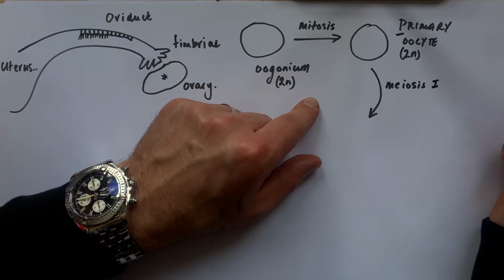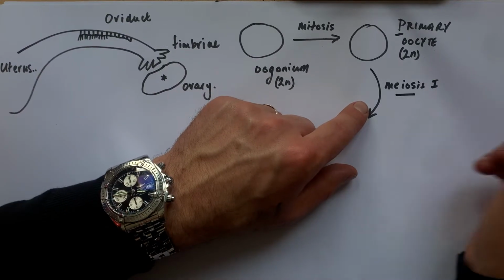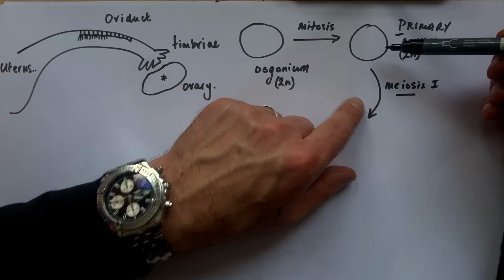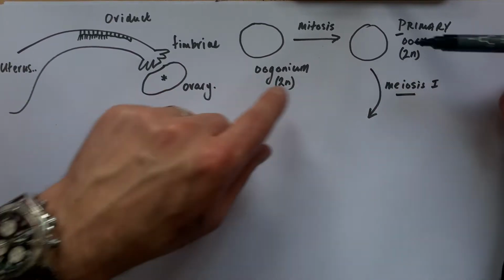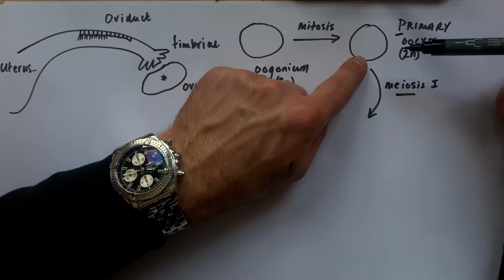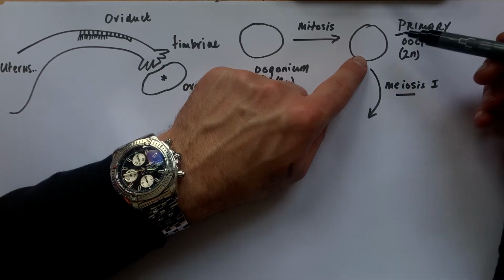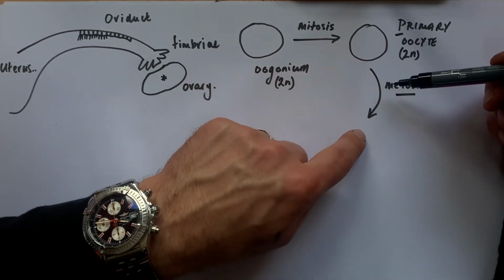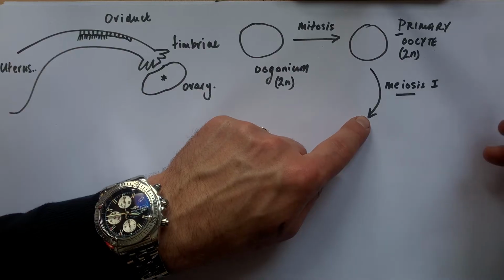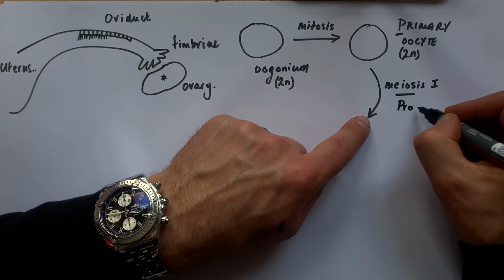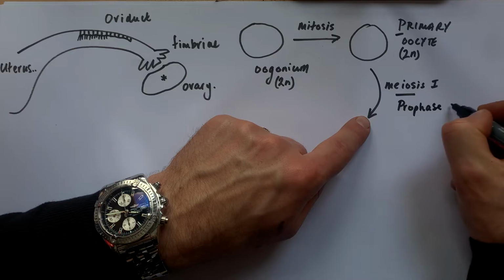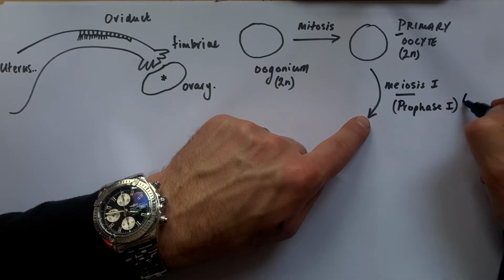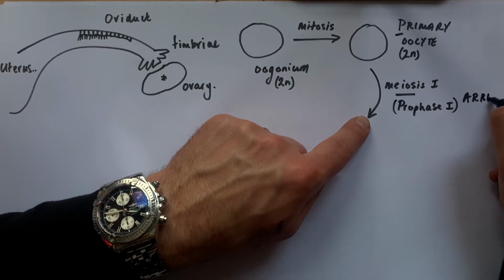meiosis 1. However, this is the interesting bit, that inside the ovaries of the female before she's born, all the primary oocytes are already made, maybe 100,000 per ovary, and they will actually undergo meiosis 1, but then they arrest in the first part of meiosis 1, which is prophase 1. So this is going to be an arrest. That means it stops at this stage.